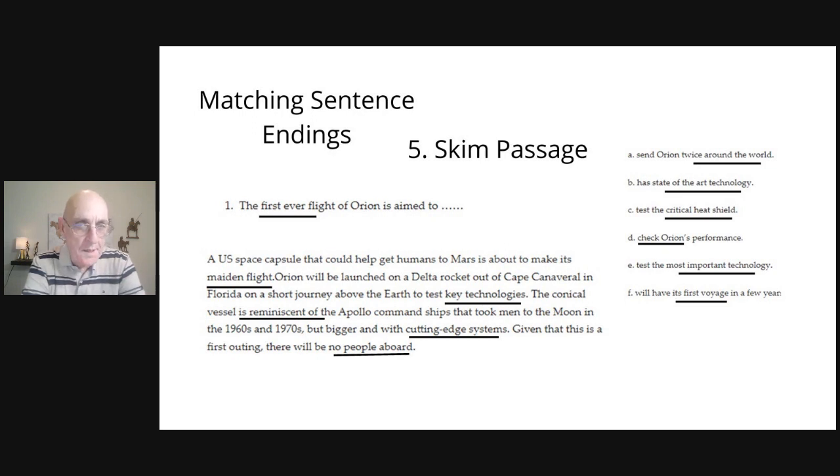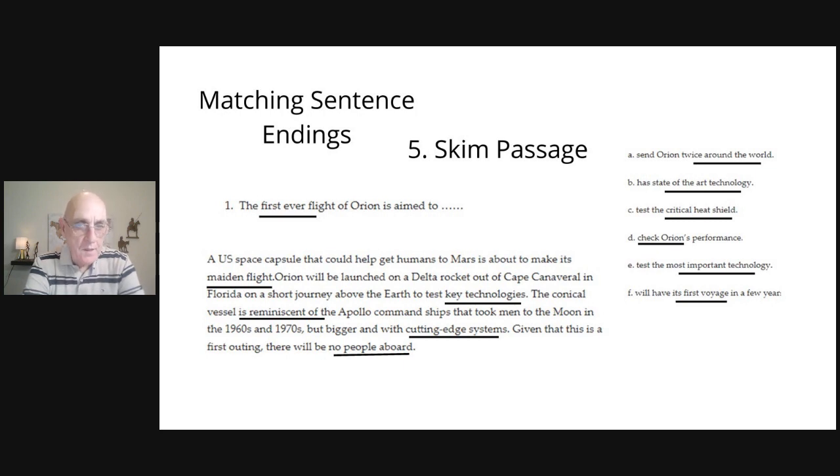So we want to look at the first ever flight of Orion, the first ever flight. So we found a portion that talks about this flight. And again, remember, we want to be aware of synonyms. So another way of saying first ever flight is to use the term maiden flight. Maiden refers to first. So the maiden flight is a synonym for the first ever flight.